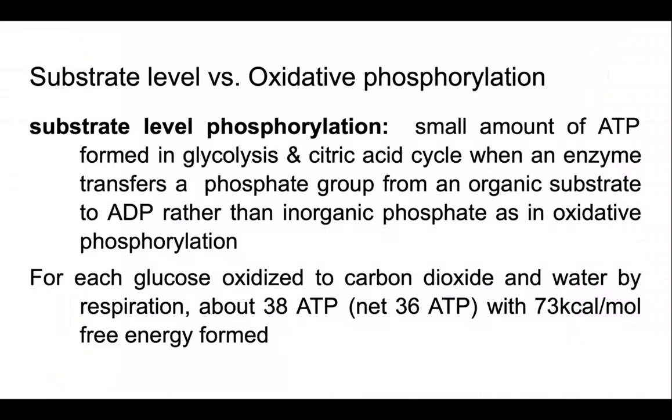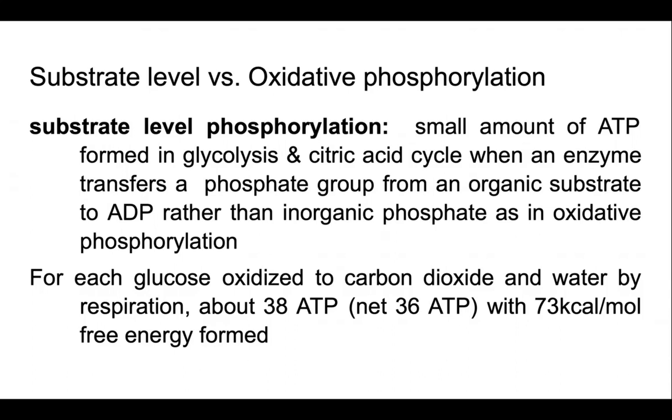So the terms substrate level and oxidative phosphorylation. With substrate level phosphorylation, this is going to involve the phosphate coming from an organic substrate. So there's a small amount of ATP formed in glycolysis and in the citric acid cycle this way, when an enzyme is going to transfer the phosphate group from an organic substrate. With oxidative phosphorylation, it's going to come from an inorganic source.